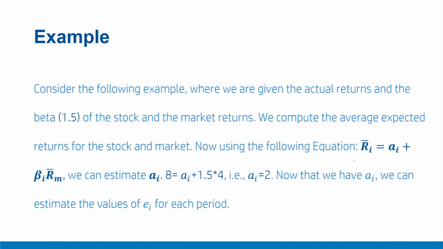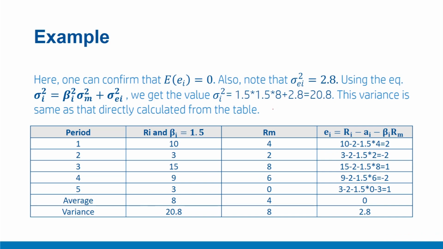So using this equation, we can solve for Ai to get Ai as 2%. I am referring to Ai or alpha interchangeably. Now that you have alpha i, you can estimate the values of Ei as we discussed. While computing these values, we get the values of Ei for each of the periods, and using these Eis, we can check that the average of Ei is 0, as we have assumed. A lot of it is ensured by the regression model. You get the average of Ei, or Ei bar, as 0.